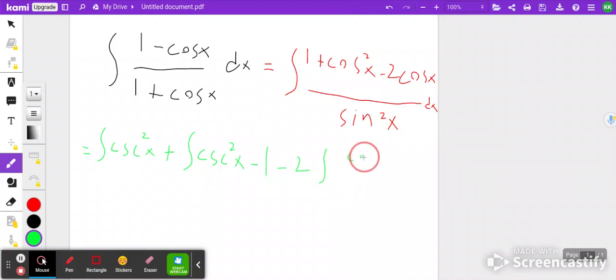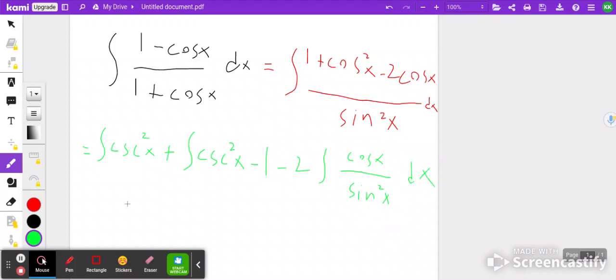And lastly, I can also write this as negative 2 times the integral of cosine x over sine squared x. I'm going to leave out the dx here because I don't have much space, but you know that you always have to have the dx.